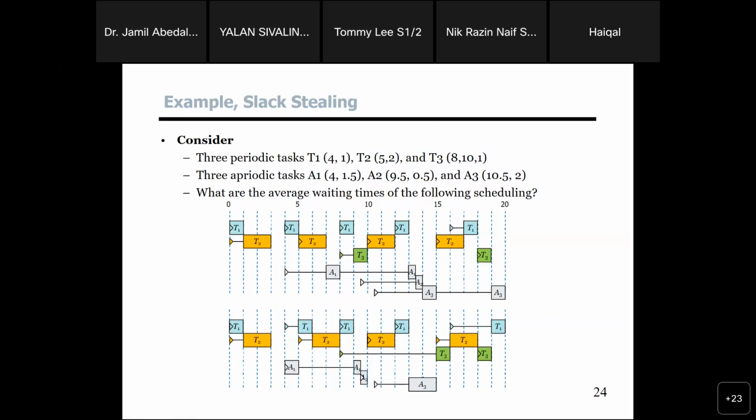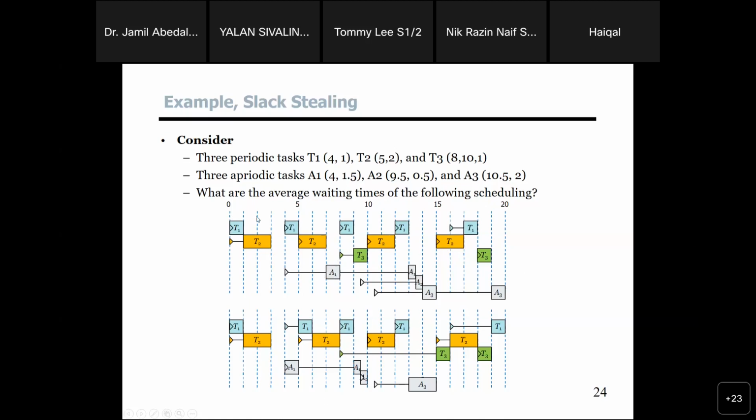Yeah, correct. Excellent. So the first one, as you see, without slack stealing, we follow the hard time. That means we execute aperiodic only in the slack time, only in the hole. So Nick Razin, look here. We execute A1 in this hole, correct? We execute A1 also in this hole. We have slack time. We execute it. Here we also have slack time. We execute it.